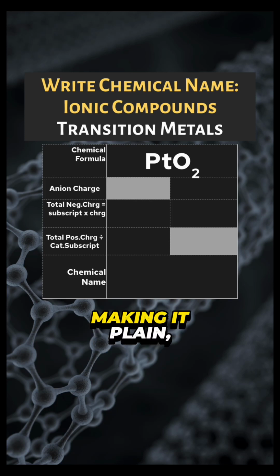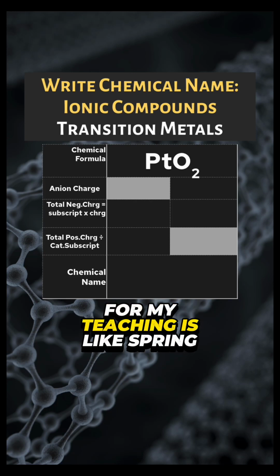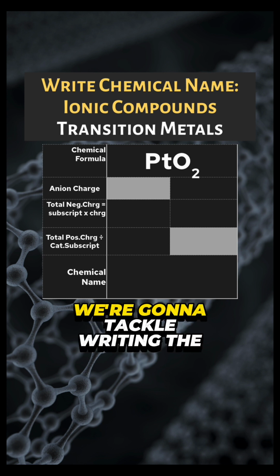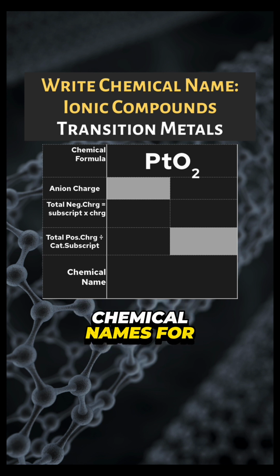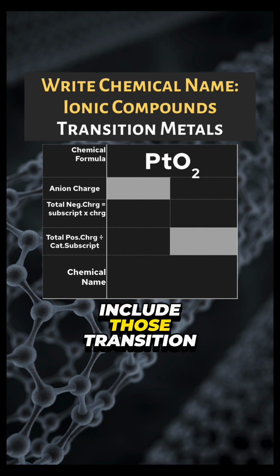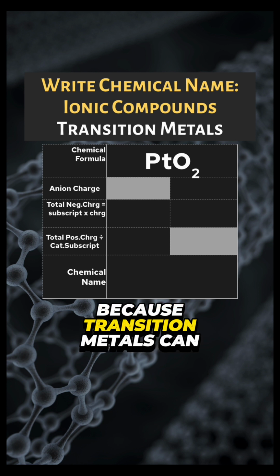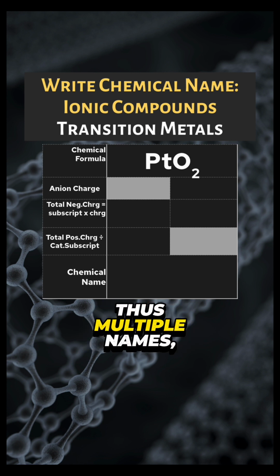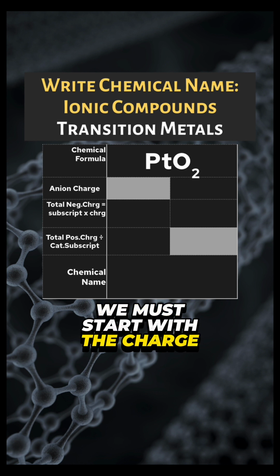Making it clear, making it plain, opening up the heavens for my teaching is like spring rain. And today we're going to tackle writing the chemical names for ionic compounds that include those transition metals. Because transition metals can have multiple charges, thus multiple names, we must start with the charge of the anion.